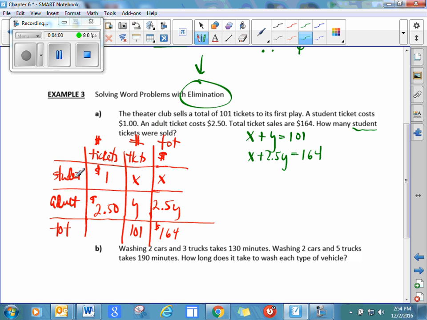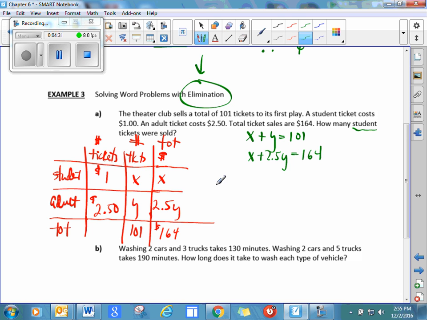So I've set up my students and adults. How much does each ticket cost? How many tickets were sold? I'm using two variables. I'm choosing to use X for the number of student tickets and Y for the number of adult tickets. You can use any variables you want. They total up to 101. The amount involved, the dollar student tickets plus the $2.50 adult tickets, add up to $164.